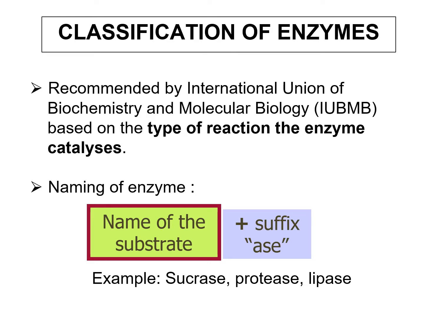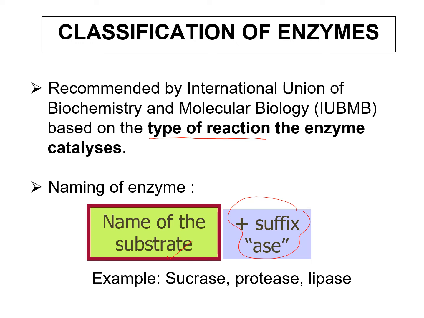The classification of enzymes is recommended by the International Union of Biochemistry and Molecular Biology, IUBMB. It is based on the type of reaction that the enzyme catalyzes. So for the naming of the enzyme, basically it uses the name of the substrate and then adds the suffix ASE.